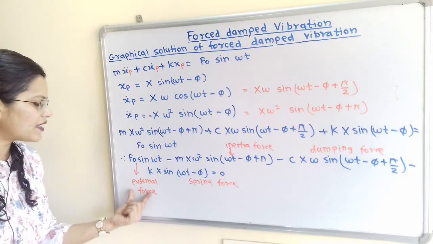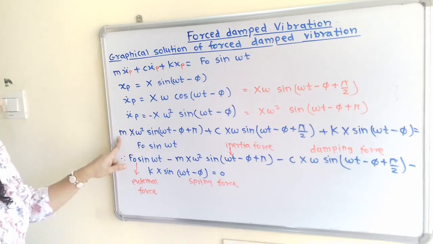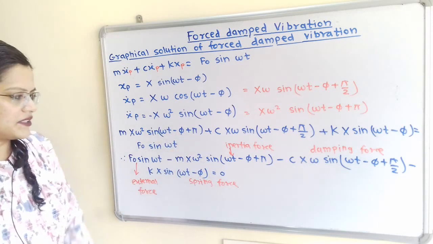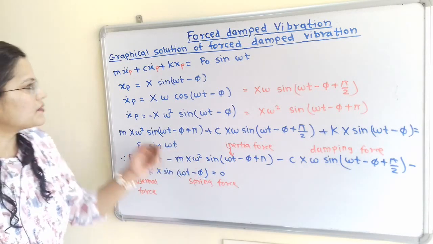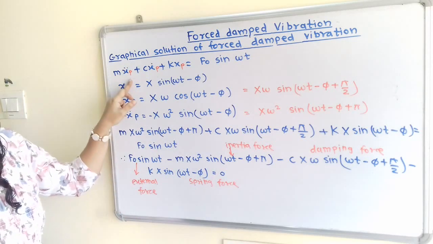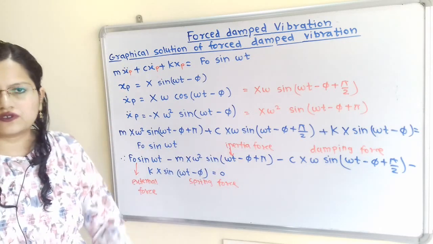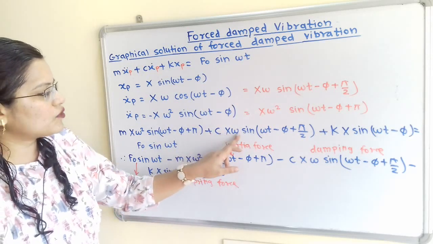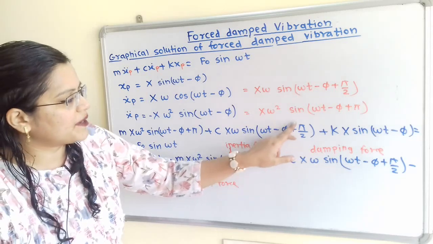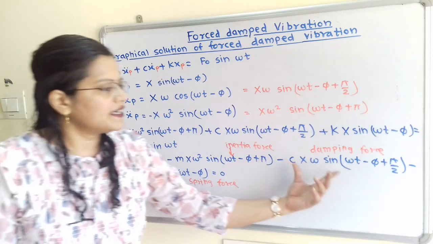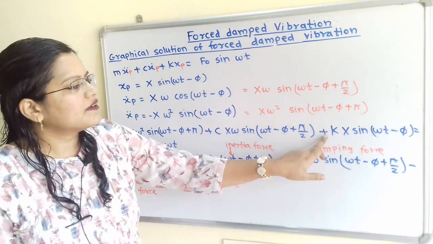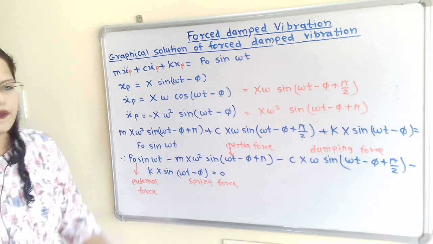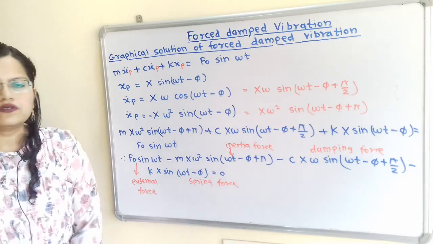This Fo sin omega t is the external force, minus mx omega square sine of omega t minus phi plus pi. So this is the mass term, that is mx double dot p. This is the inertia force due to mass. Then the next term is minus c x omega sine of omega t minus phi plus pi by 2. This is the damping force, and this will become minus kx sine of omega t minus phi. So this is the spring force, and the sum is equal to 0.